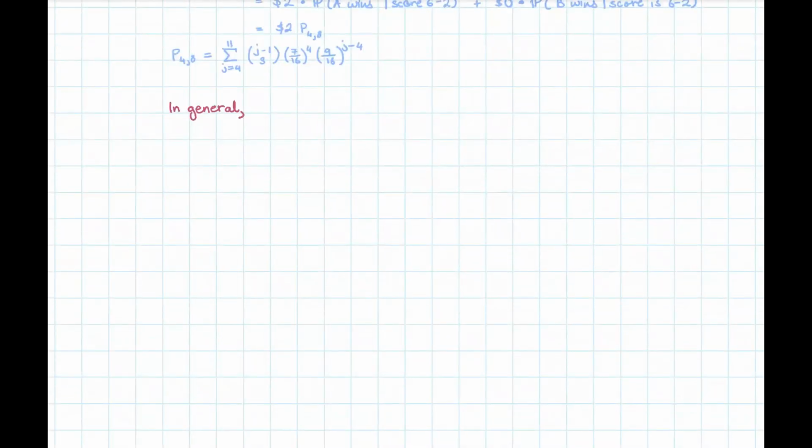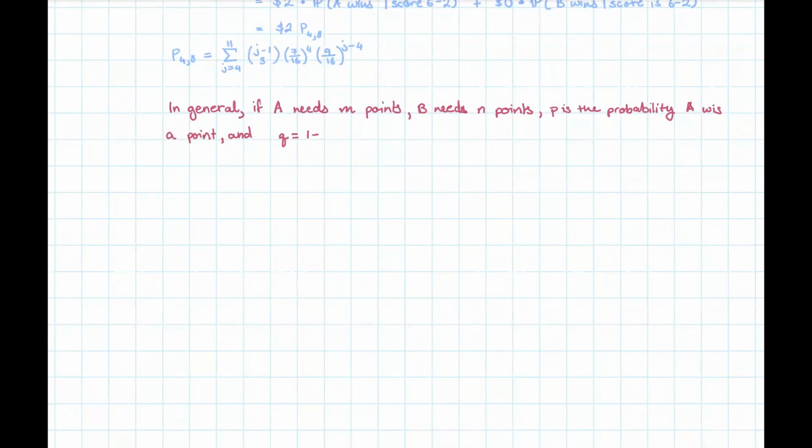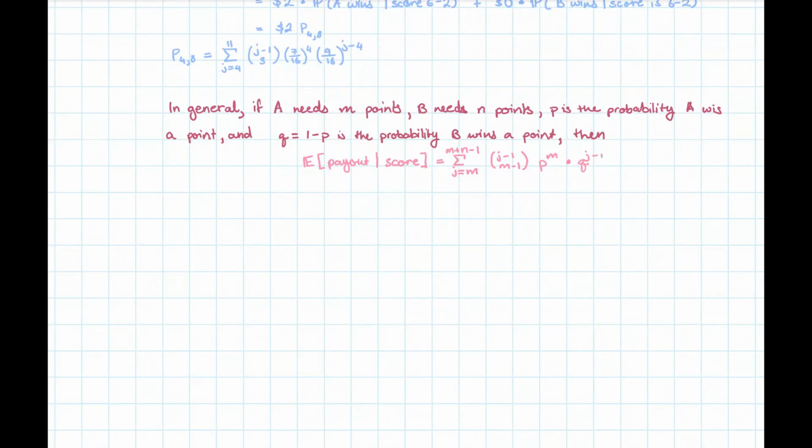So to generalize, let player A need m points to win the game and player B need n points to win the game, and P is the probability of A getting a point and Q is 1 minus P, the probability of A losing the point to player B. Then the expectation is the payout times the sum from j equals m to m plus n minus 1 of the combination j minus 1 choose m minus 1 times probability P of A winning a point to the power m, which is the number of points A needs, times 1 minus probability P, which is the probability of player A losing the round, to the power j minus m. This should be recognizable as the negative binomial distribution.